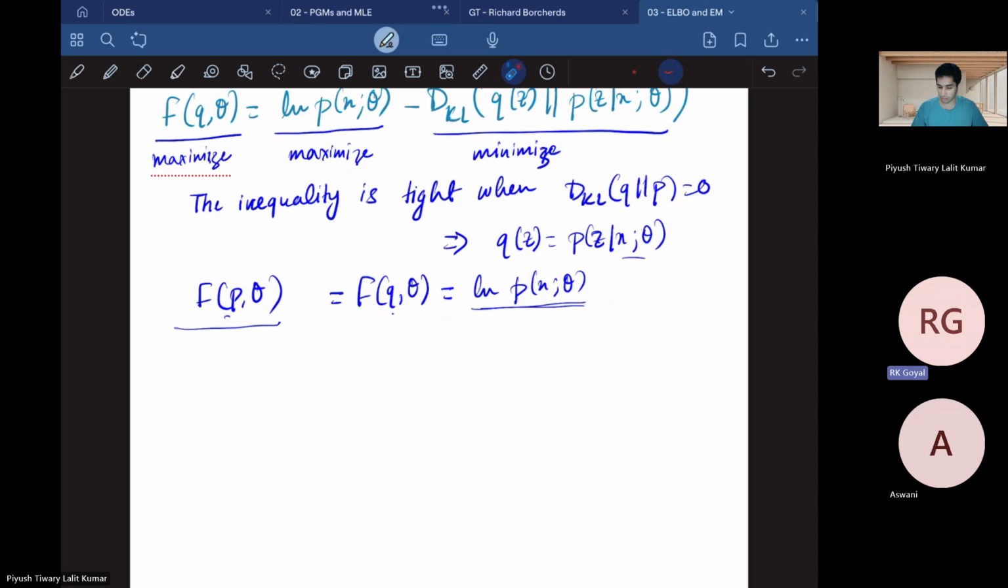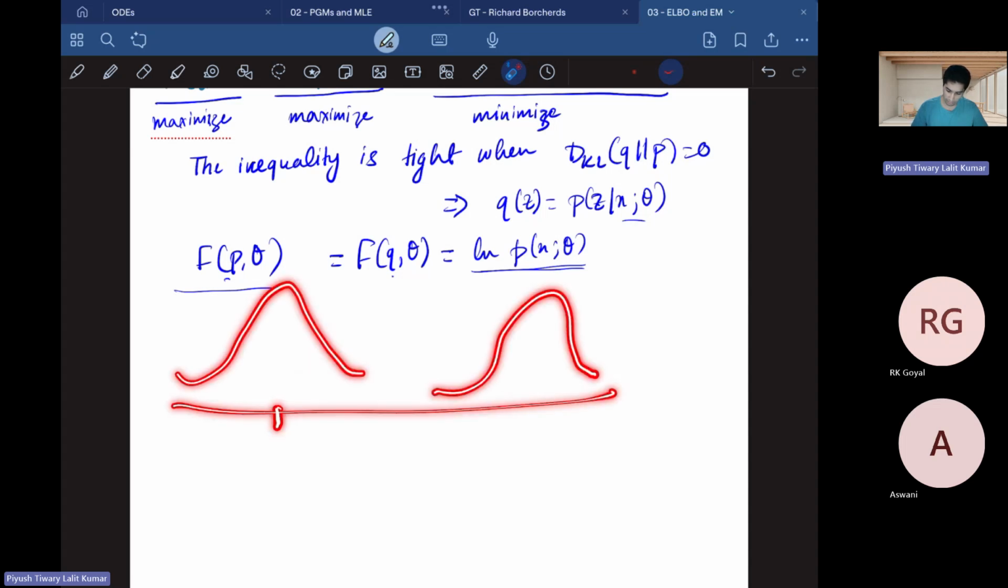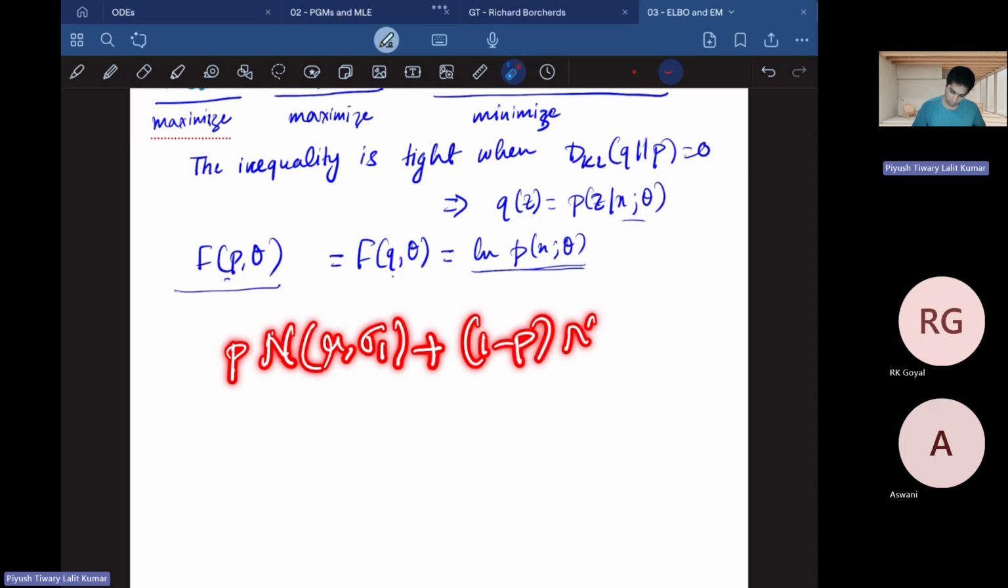What you have is, for example, multiple Gaussians. Let's say there are two Gaussians, one here and another here, and they are mixed with some probability. Your joint distribution is like P into Gaussian, let's say mu one comma sigma one, plus one minus P into normal mu two comma sigma two, something like this.